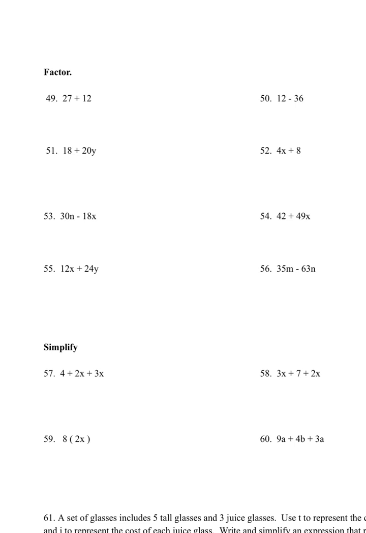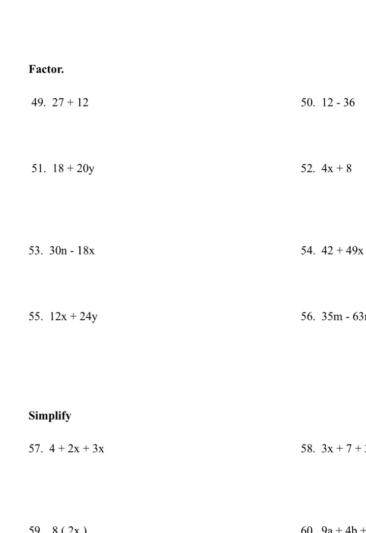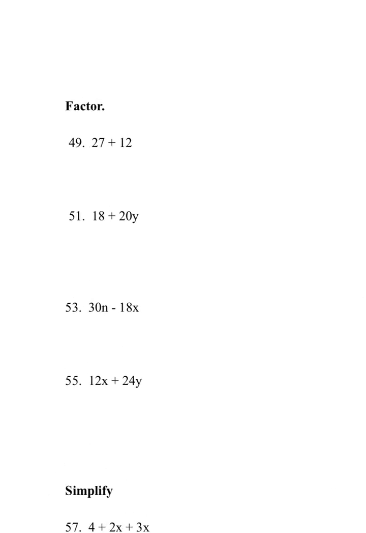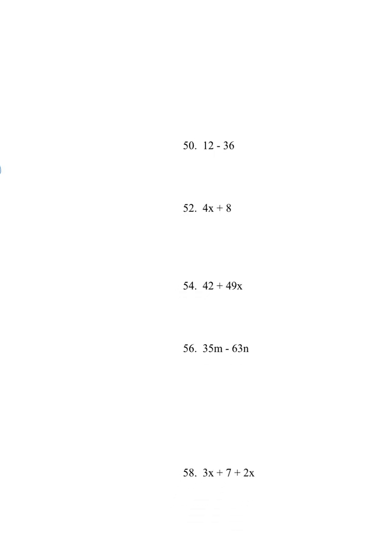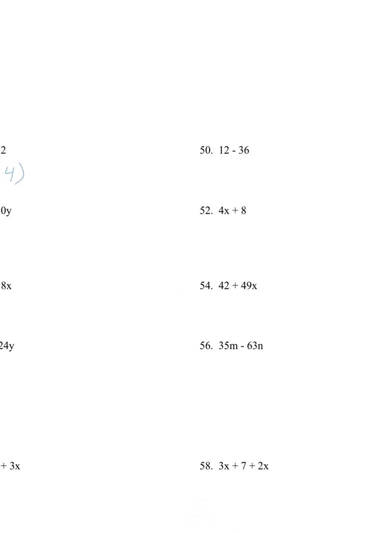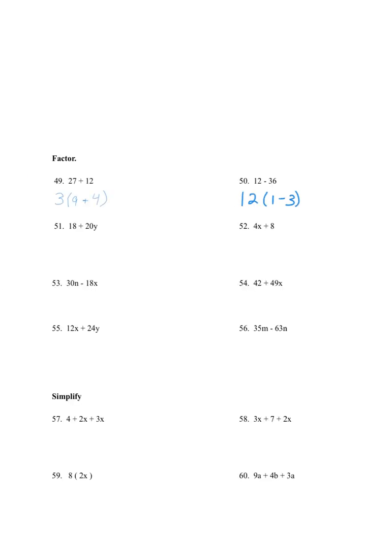Looking at the first 2, more of just practice of trying to find a factor. So if you're pulling out a factor of 27 and 12, you're going to pull out a 3, and that leaves you with a 9 and 4. Number 50 then, you're going to pull out a 12 from both, and you'll be left with 1 minus 3. So those first 2 just kind of work on being able to identify a factor and then show how to.